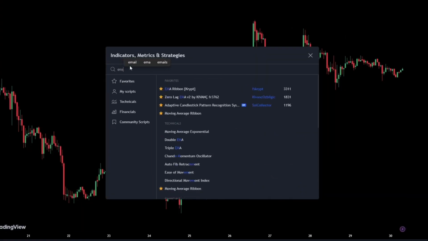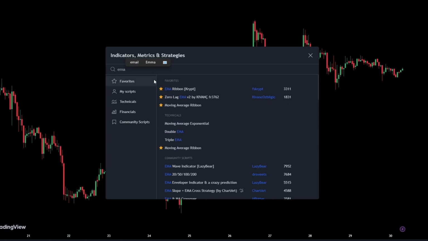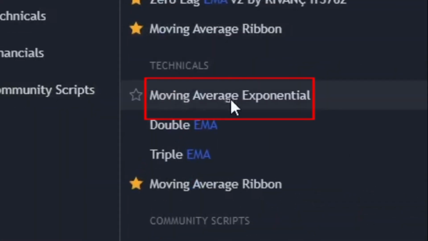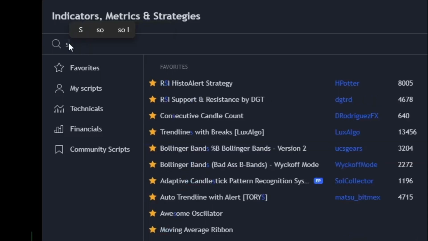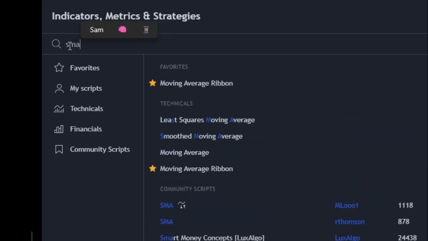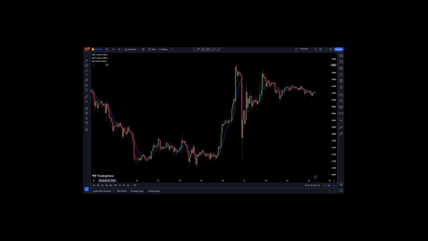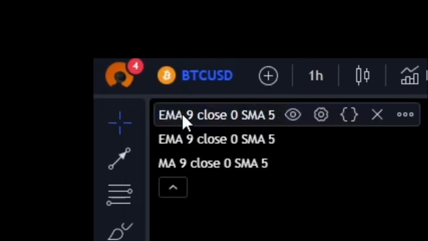First, we click on indicators. We write EMA, or you can write moving average exponential. We choose this one, moving average exponential. We click on it twice because we are going to use it twice. And then we write SMA, or you can write simple moving average or just moving average. We choose this one, moving average, and we close this window. Now, we are going to the first EMA, the first exponential moving average.